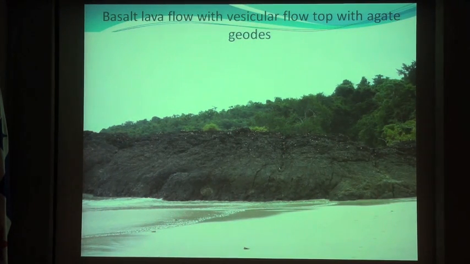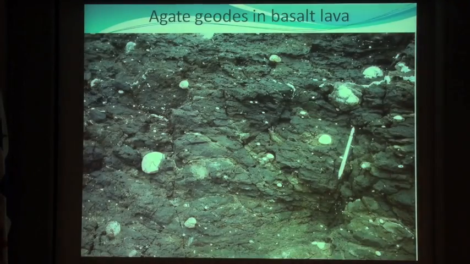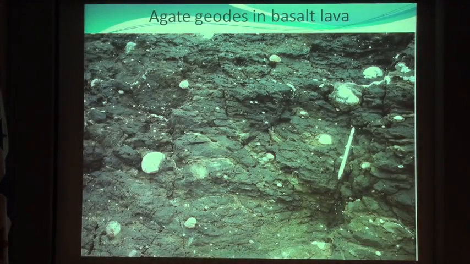One of the remarkable things about this is the size of these agate nodules. This is a pen for scale, so you can see these nodules are fist size or size of grapefruit. Some of these are very unusual. I've never seen agate geodes this big. Normally they're very small, like this, the size of a pea or a lentil or something. They're normally just a few millimeters in most places that you see basalts like this. So it's very unusual to get these.